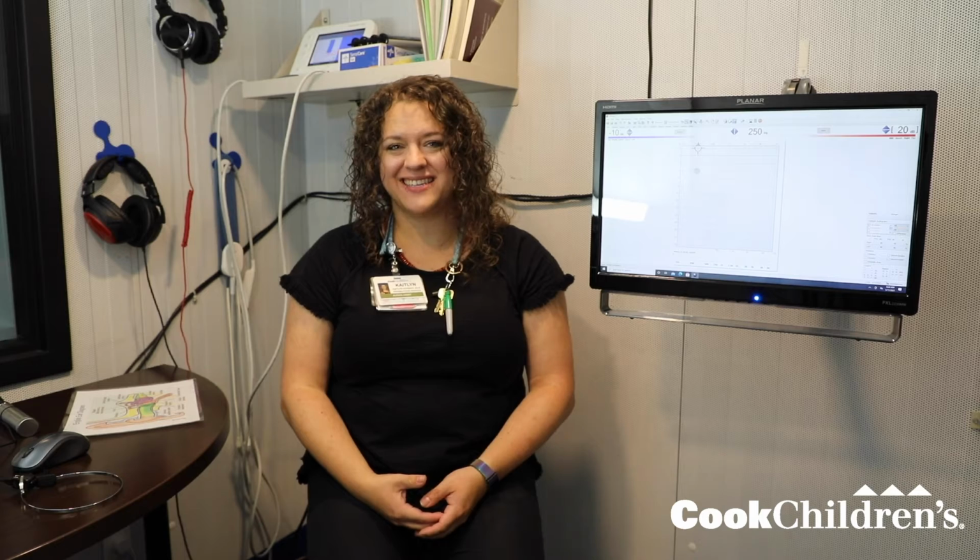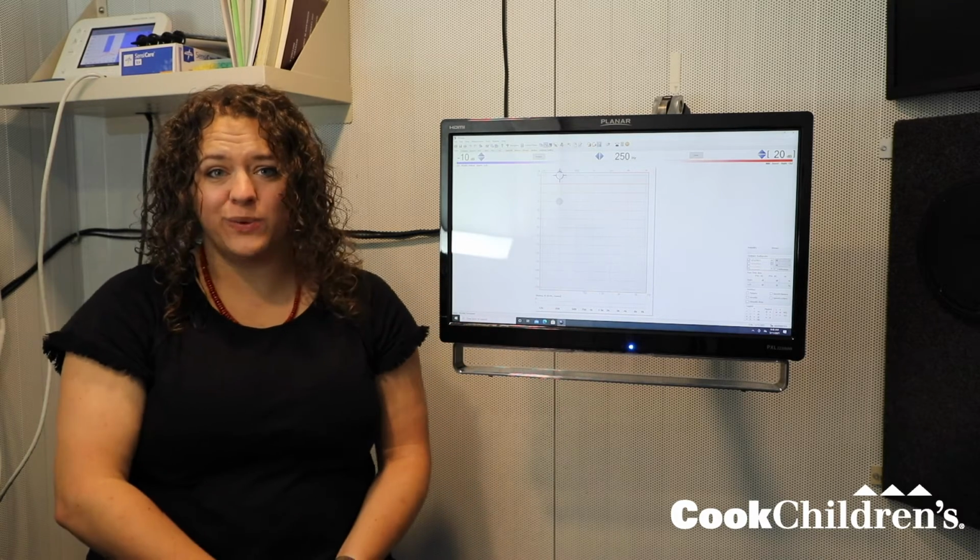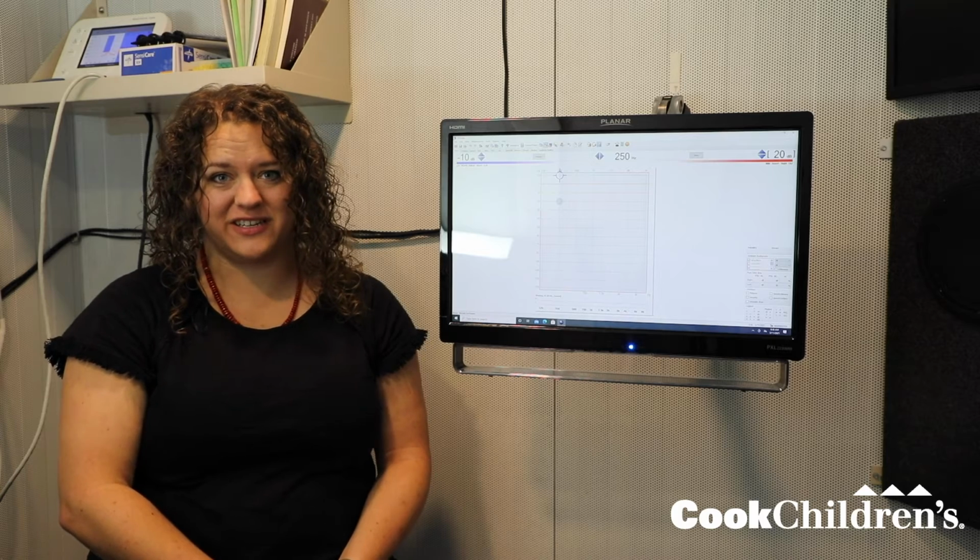We are here in our sound booth, which is where we test your child's hearing, and I'm going to go over with you today how to read an audiogram, which is how we'll chart your child's hearing. All right, so this is an audiogram. It's where we'll chart your child's hearing after their hearing test.